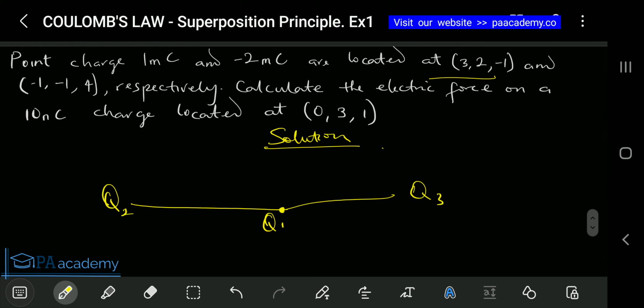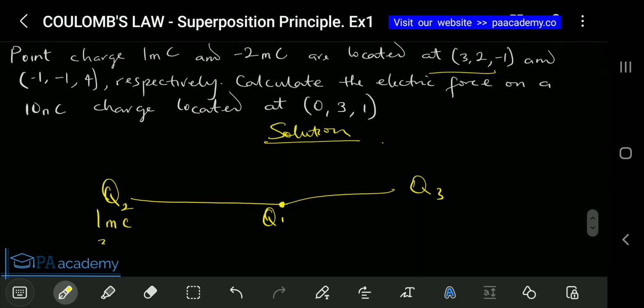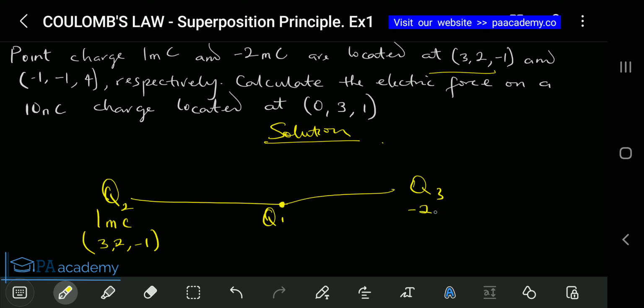Now let's look at the point charges: 1 millicoulomb, not micro, 1 millicoulomb and minus 2 millicoulombs are located at points. Let's take this Q2 to be the 1 millicoulomb, and they said at point 3, 2, and minus 1. And then let's take this to be our minus 2 millicoulombs located at points minus 1, minus 1, and 4.